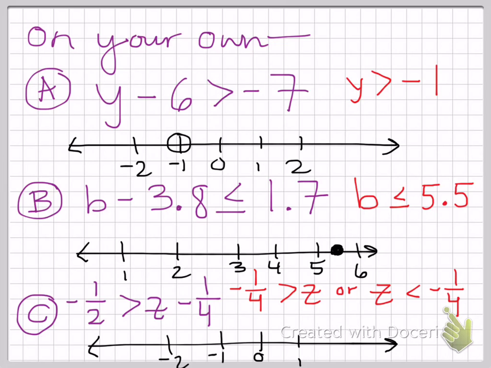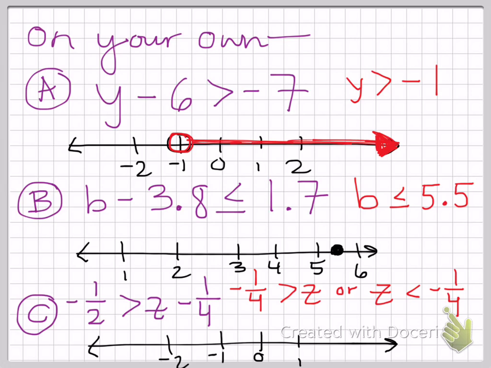Alrighty, class, way to go. I'm loving the hard work. So you should have gotten y is greater than negative 1 because you would have added the 6, and you know that's negative 1. And the way that you graph that is you keep it open because there's no equal to, and then you go greater than. Right is greater than. If someone can come up with a great alliteration to remember that right increases, please tell me tomorrow.